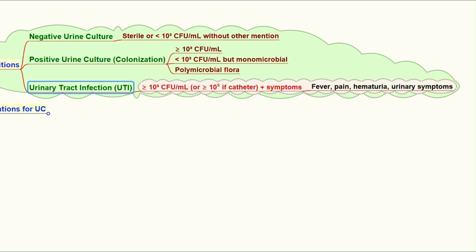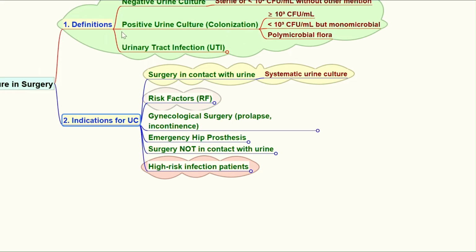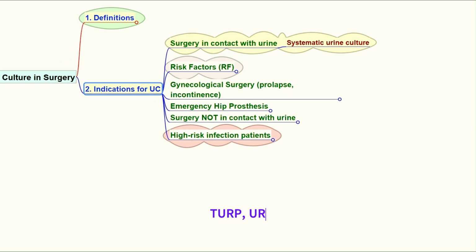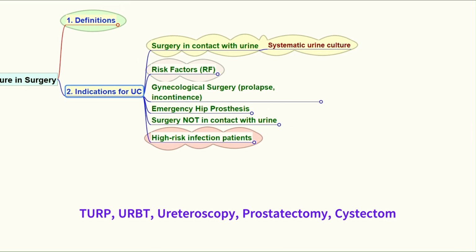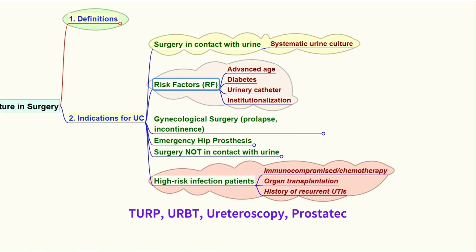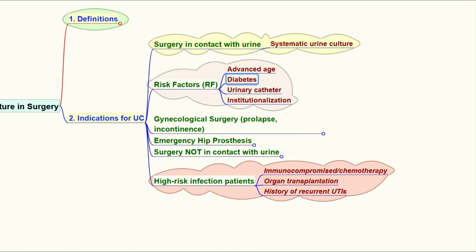When do we do preoperative urine culture? So always indicated in surgery in contact with urine, like prostate, bladder surgery, hysterectomy. Then we have risk factors to consider in other situations. Diabetes, advanced age, catheter, and living in an institution also.